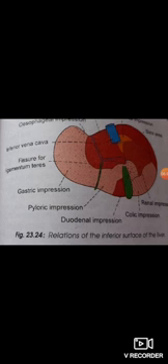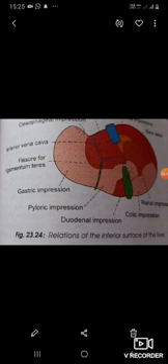Next, the fossa for the gallbladder, which lies on the inferior surface of the right lobe to the right of the quadrate lobe. And next, the coronary ligament having the superior and inferior layers which enclose the bare area of the liver.